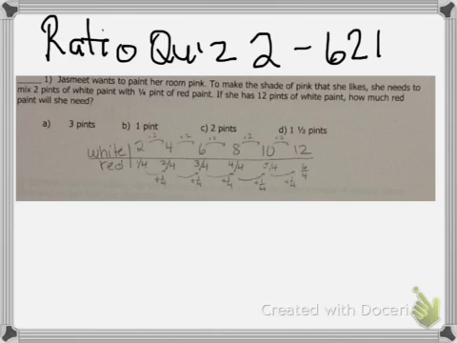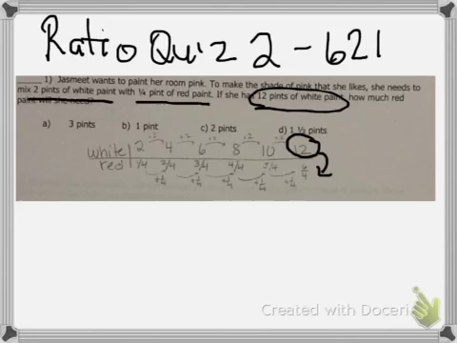So the information in the problem tells us she wants to mix 2 pints of white with a quarter of red. So here we're setting up our ratio table. White has 2 pints and red has a quarter pint. The other information given in the problem is that she has 12 pints of white paint. She needs to mix a certain amount of red to make the shade that she wants. So ideally we're making a ratio table to go to 12 pints of white, and we need to find how much red would be needed for that.